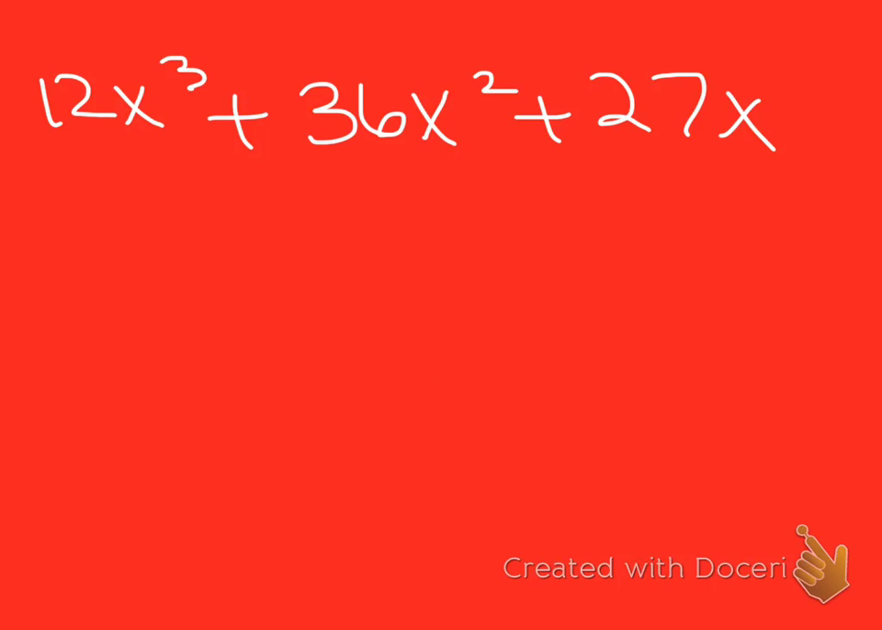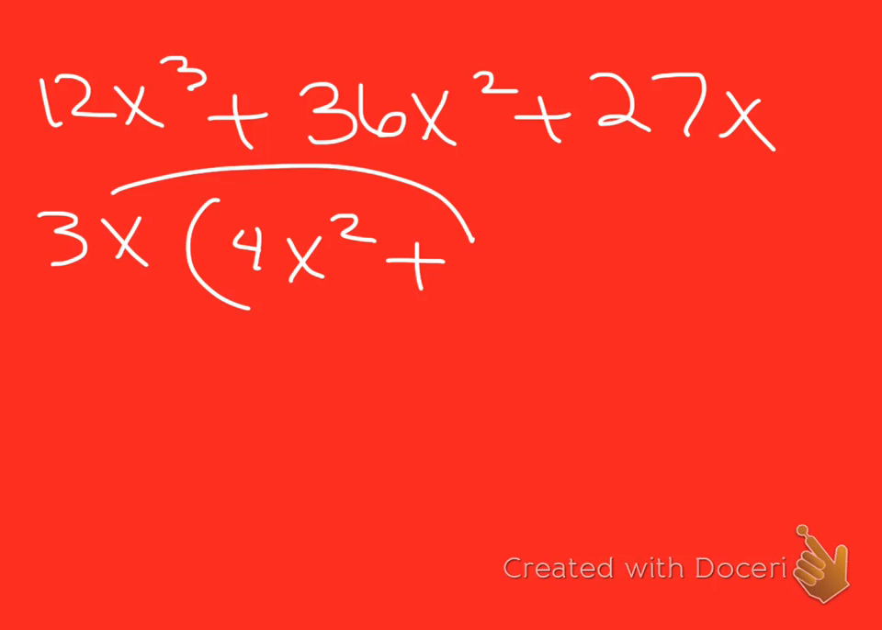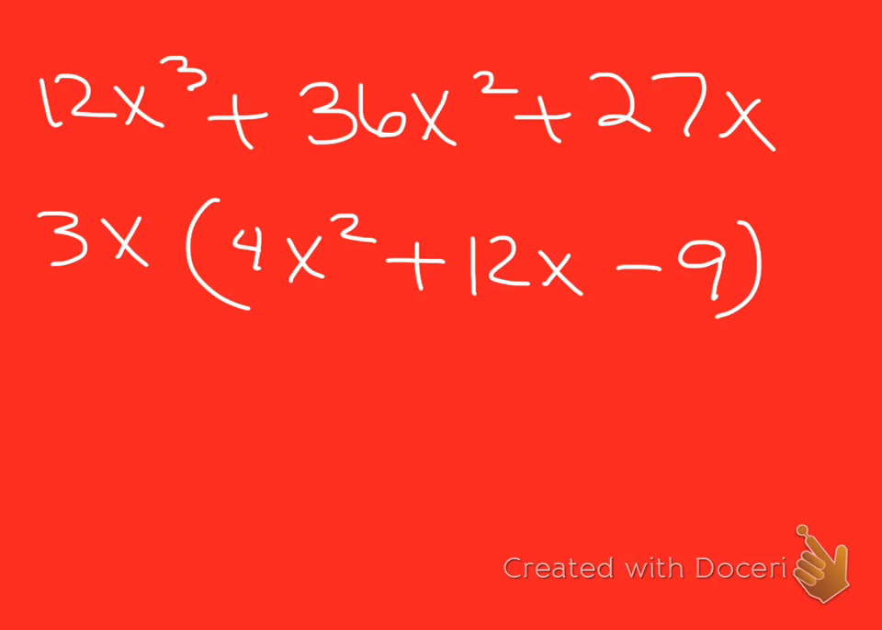Okay, so let's do another one. What can I take out of all 3 of those? A 3. Yep, 3. What about any letters? You can take out an x. Yes. So 3x times what gives me 12x to the third? So 4x squared. And then you're going to have 12x. Yes, 12 and x. And then 9.